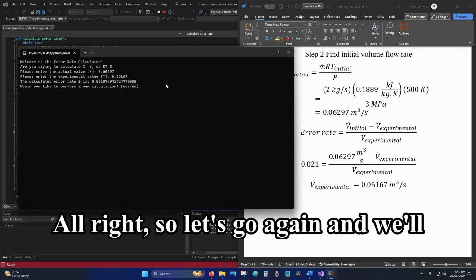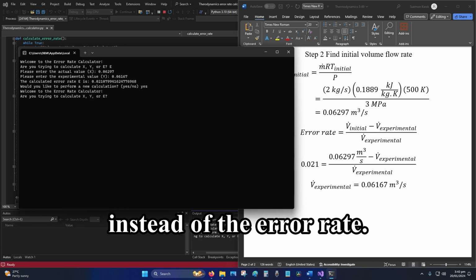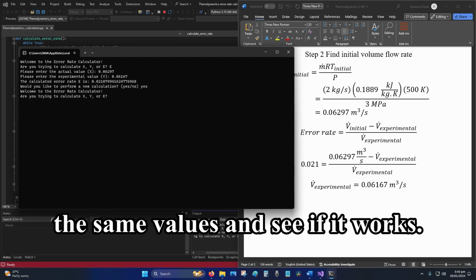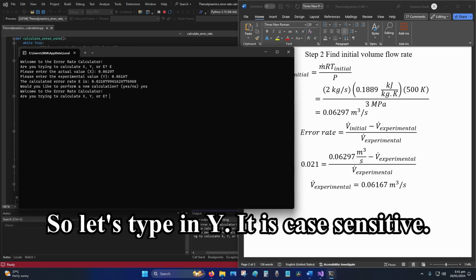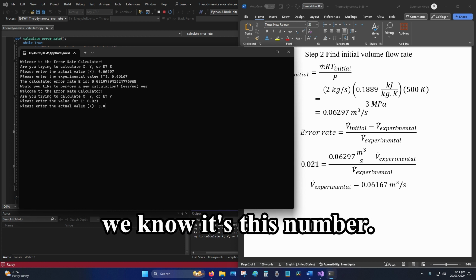Alright, so let's go again and we'll try something else. Like, instead of the error rate, let's find the experimental value with the same values and see if it works. So let's type in Y. It is case sensitive. So we know it is 2.1%. And we know it's this number.